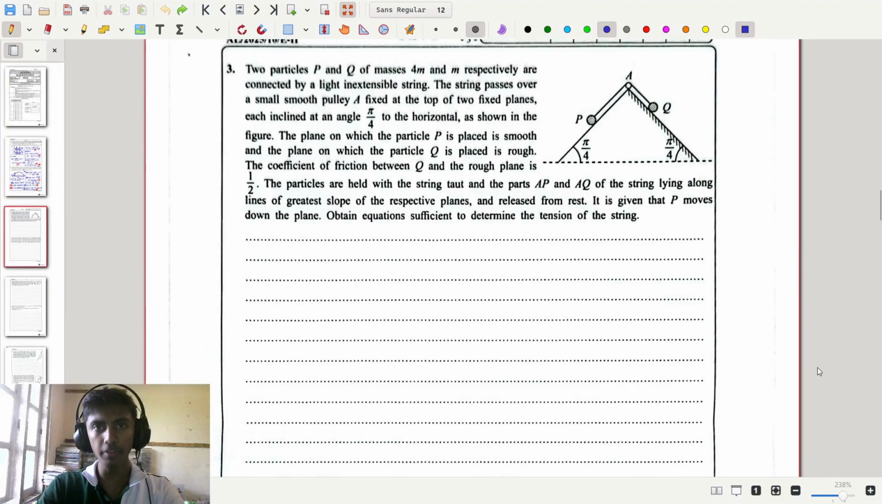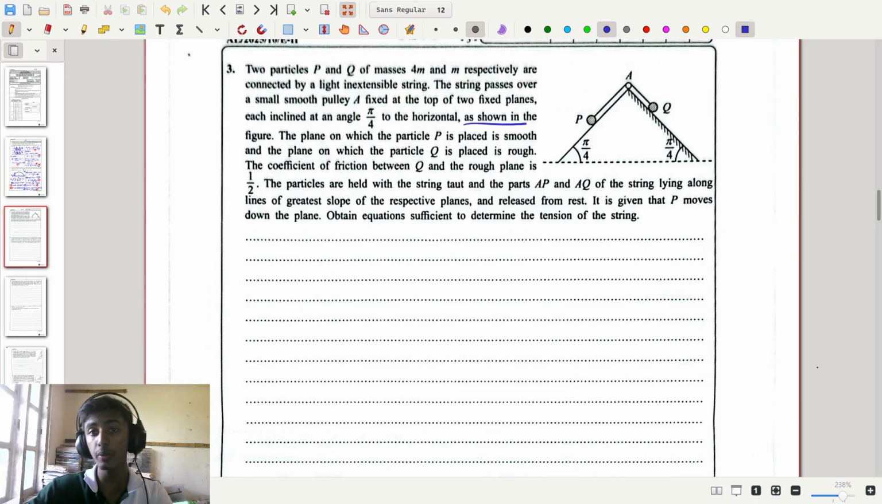2025 A-Level Combined Mathematics Paper 2 Part A question number 3. This question says two particles P and Q of masses 4m and m respectively are connected by a light inextensible string. The string passes over a small smooth pulley A fixed at the top of two fixed planes, each inclined at an angle of pi by 4 to the horizontal as shown in the figure.